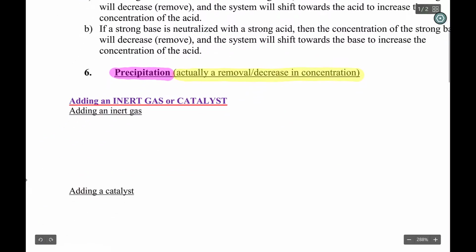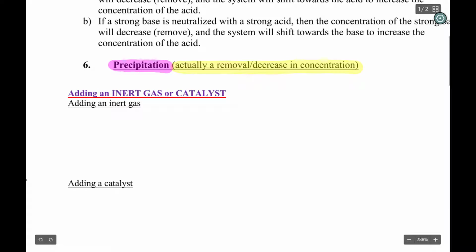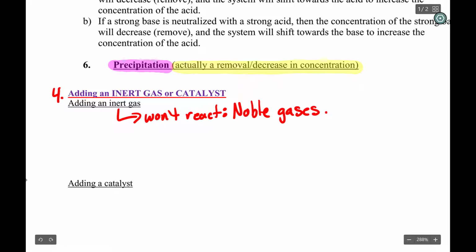So starting with number 4, which is adding an inert gas and catalyst, we're going to talk about an inert gas. Inert means it won't react. Now, based on simple chemistry and what we've learned about the periodic table, we know that noble gases, other than xenon, are really an inert gas. So we're looking at things like helium or argon or neon most commonly.